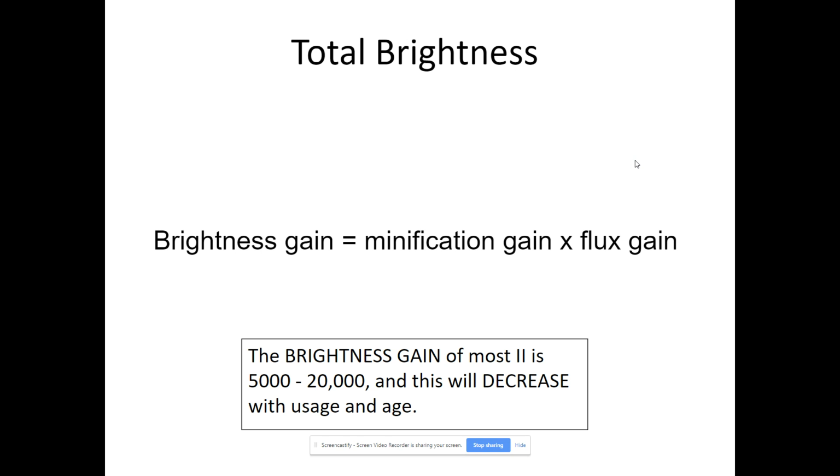Right? So total brightness is a combination of the minification gain times the flux gain. And overall, this will give us anywhere between 5,000 and 20,000 light photons for every one X-ray photon.